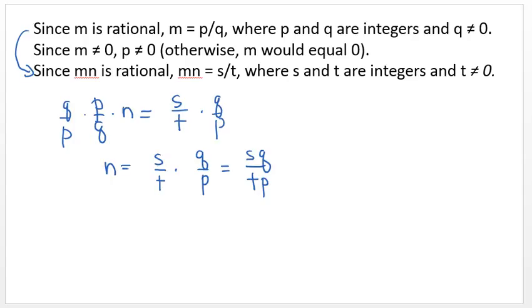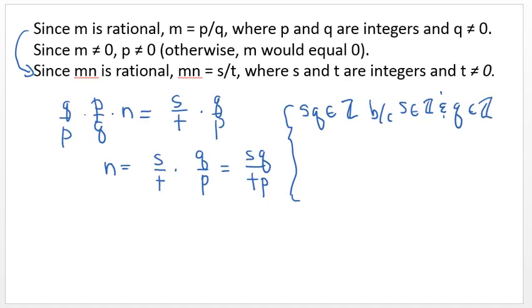We know that sq is an integer, and that's because we know that s is an integer and q is an integer. We also know that t times p is an integer, and we know that because we know that t is an integer and we know that p is an integer.